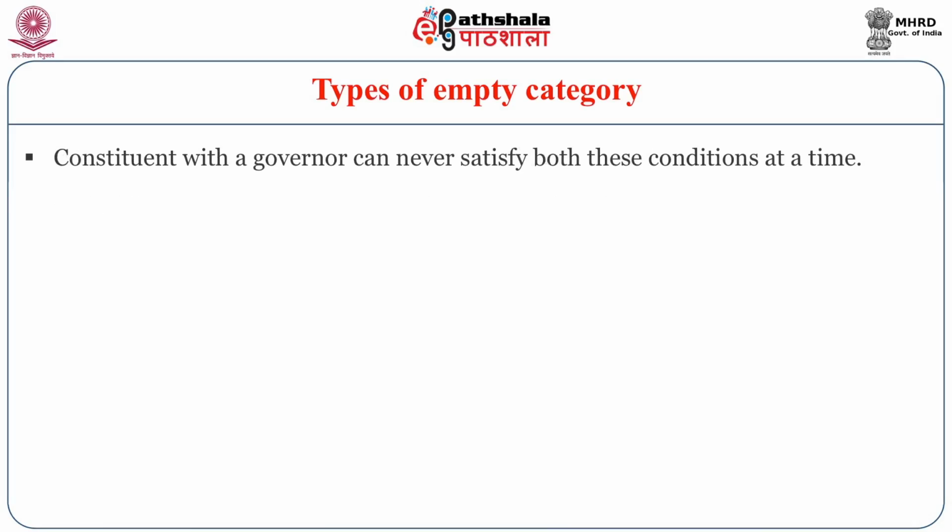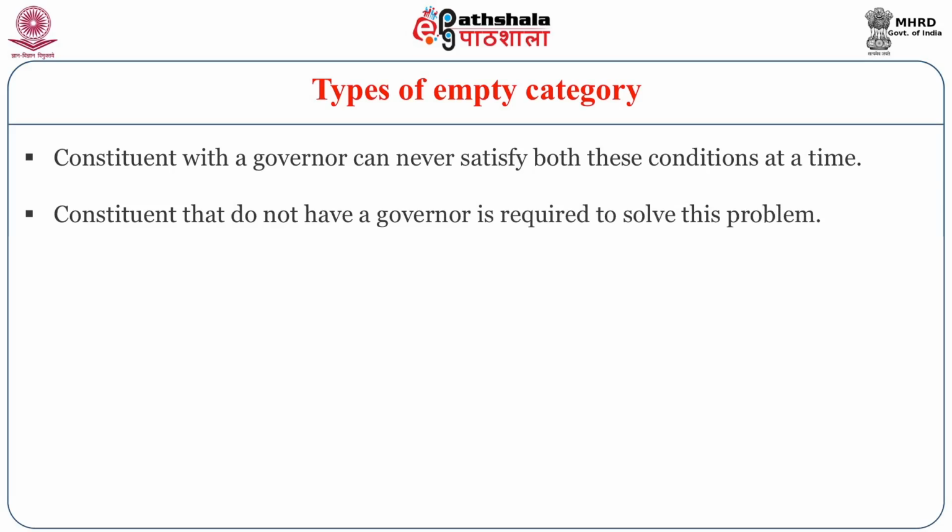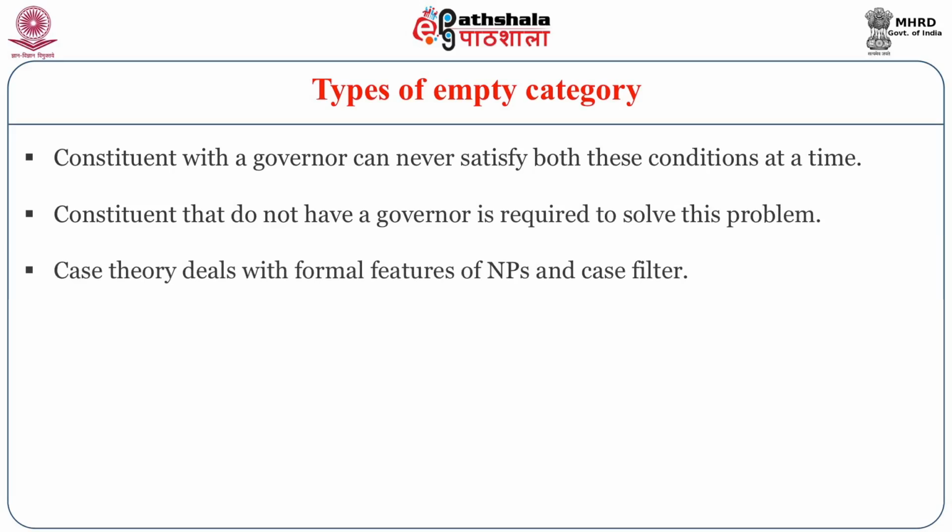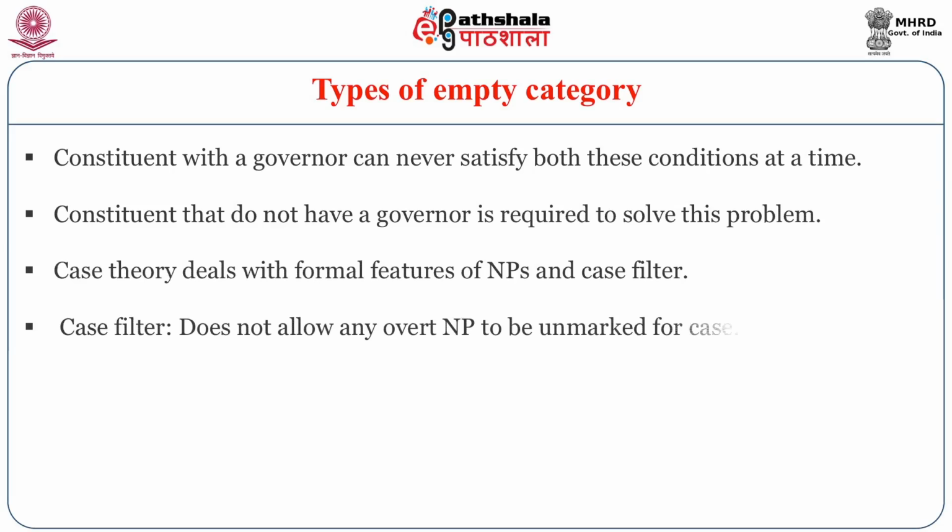A constituent with a governor can never satisfy both these conditions at a time. A constituent that does not have a governor is required to solve this problem. Case theory deals with formal features of NPs and the case filter. The case filter does not allow any overt NP to be unmarked for case. Overt NPs can never occur without a governor.